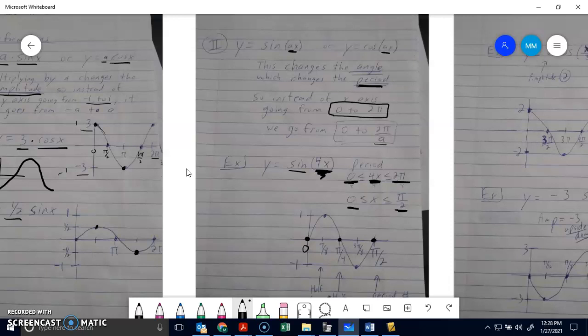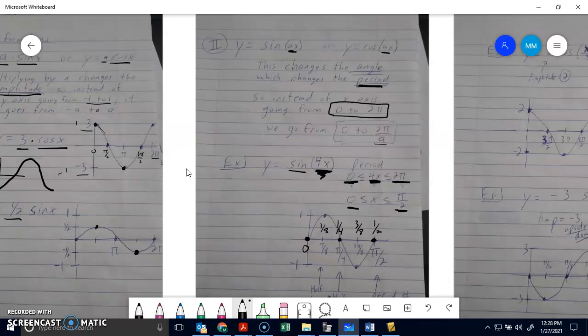And again, if you want to ignore the pi's, ignore the pi's. Ignore pi, this is a half. So what's the halfway point between 0 and a half? 1/4. What's halfway between 0 and 1/4? 1/8. What's 3/4 of the way? 3/8.